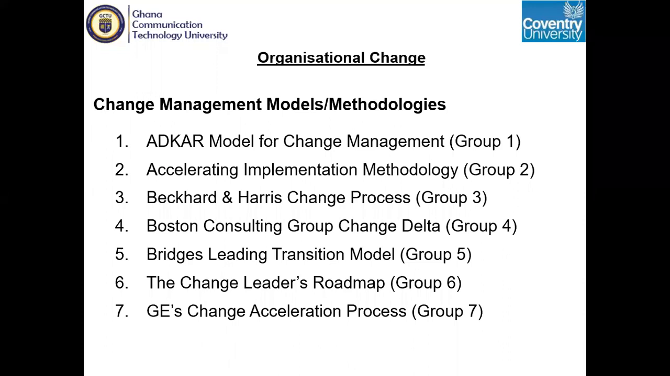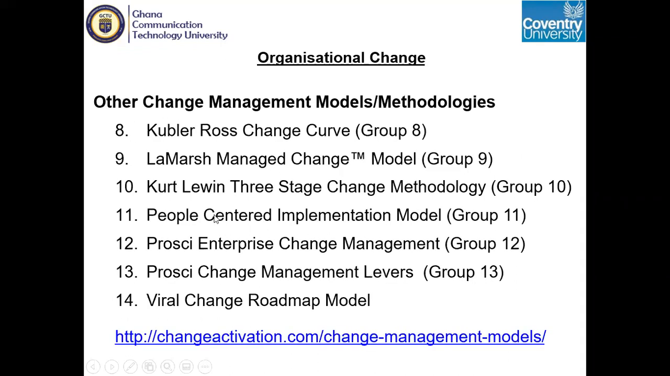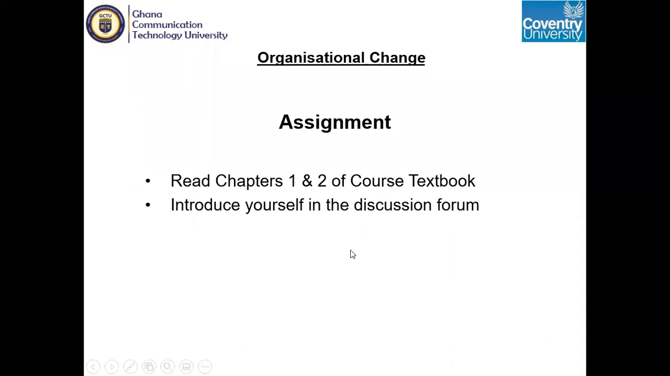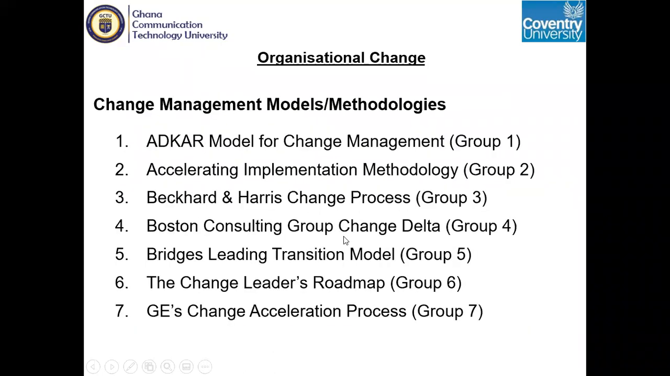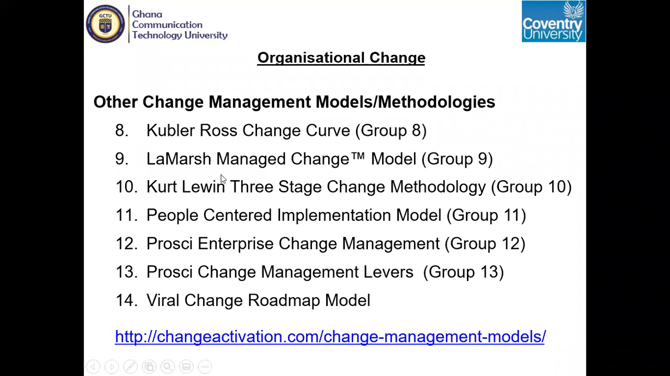So I'm ending here by saying that next week we'll share this among ourselves. I'll put a link here. If you have the slides, you can click on it and it will open the website, or you can even Google change management models. You see a whole lot, like I said. We'll share this, and then each group, depending on how many groups we have, I've taken our quarter here, yes, but we'll discuss Kotter's change model.